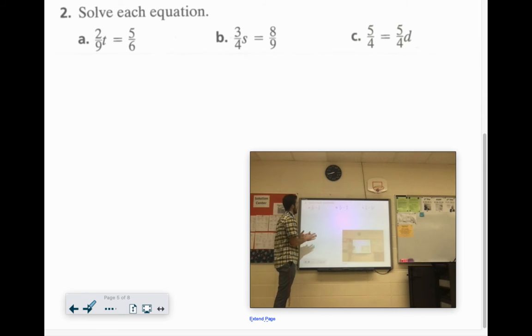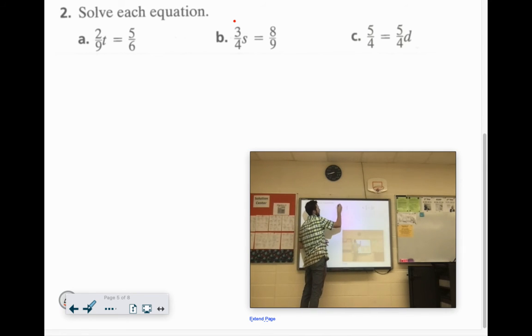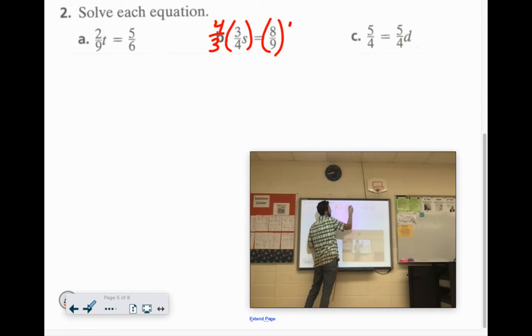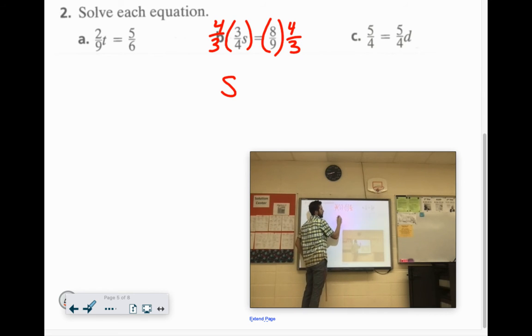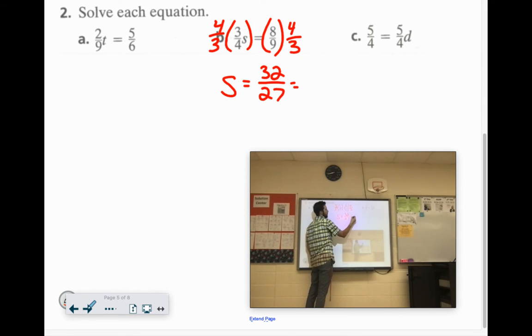Let's do b. So we're going to multiply by 4/3. Everything cancels on the left. Nothing cancels on the right. So 8 times 4 is 32. 9 times 3 is 27. 27 goes into 32 one time with 5 leftovers.